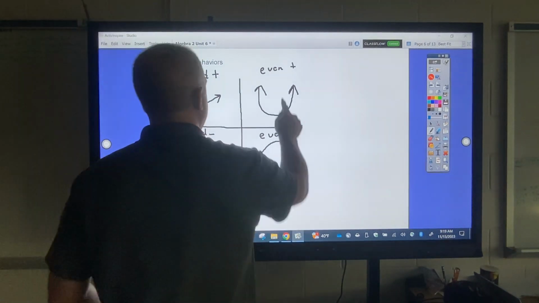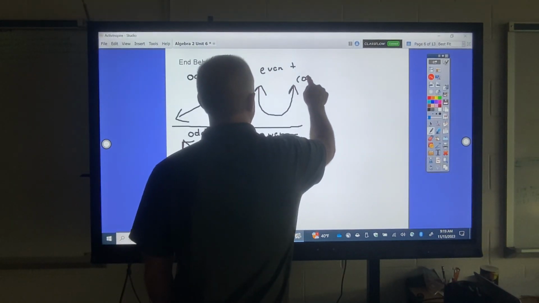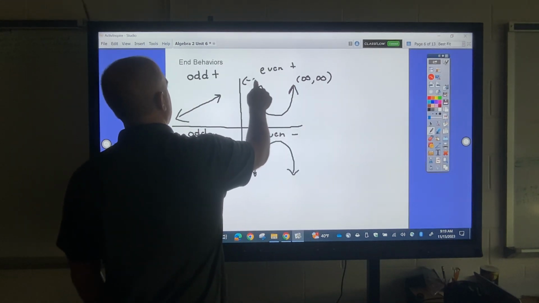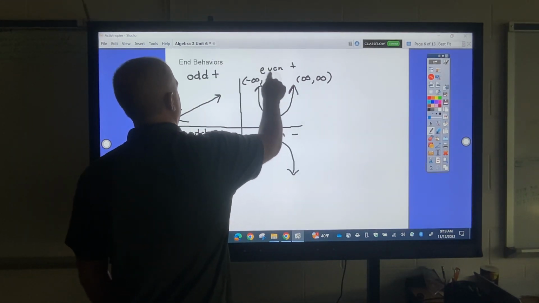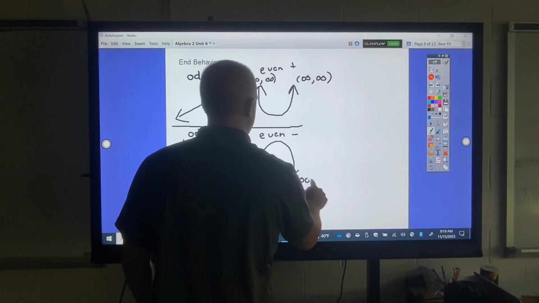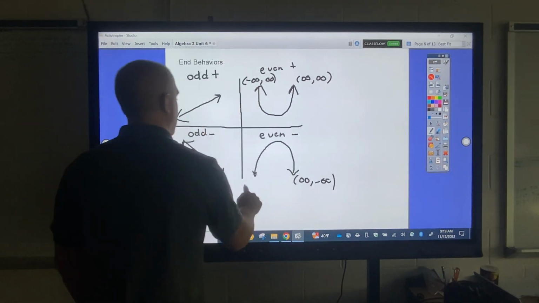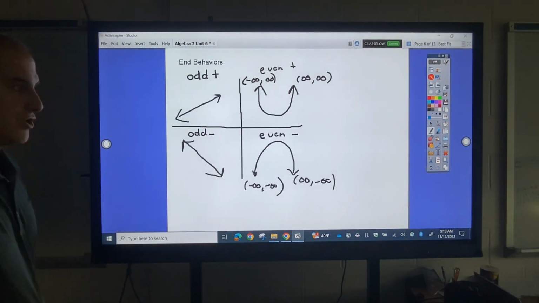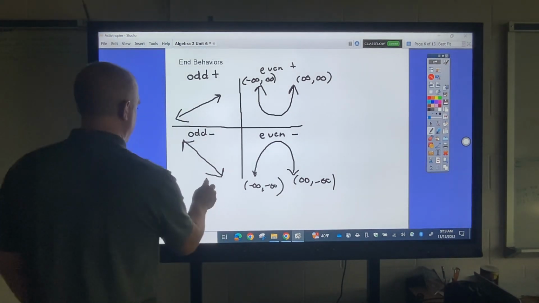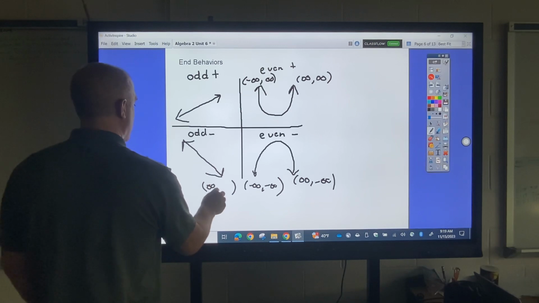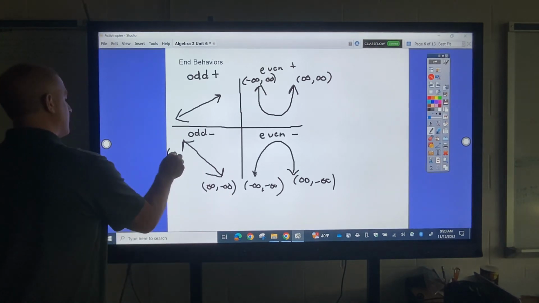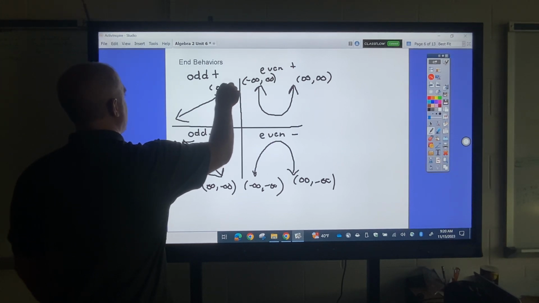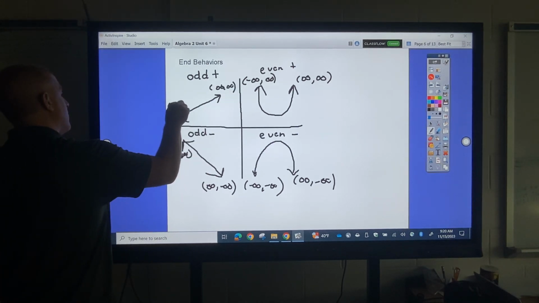Let's label our arrows. This would be a right arrow going up, a left arrow going up. This is a right arrow going down, a left arrow going down. We did this with domain and range, okay? All right, this is a right arrow going down. This is a left arrow going up. This is a right arrow going up. This is a left arrow going down.